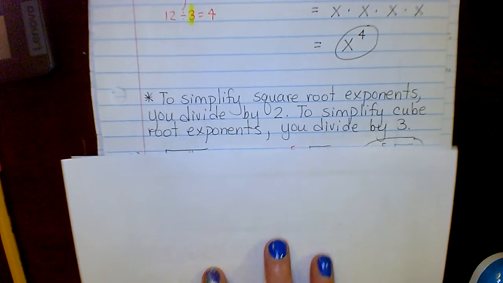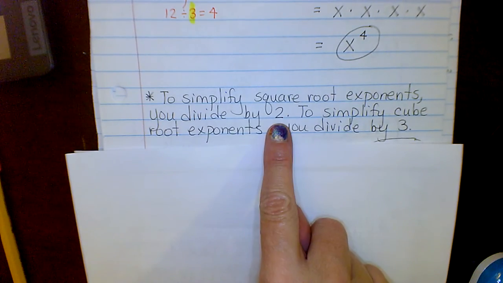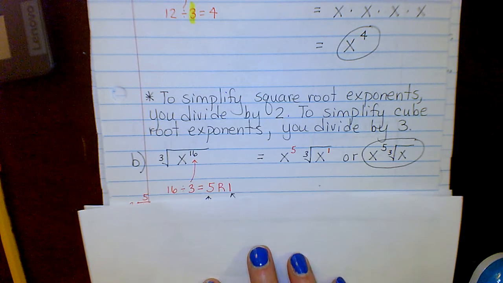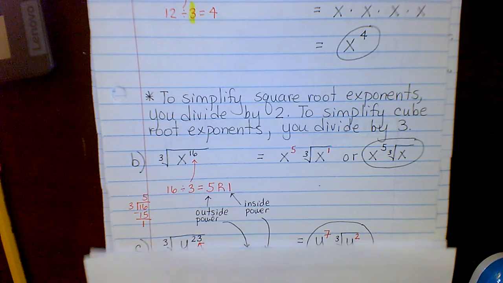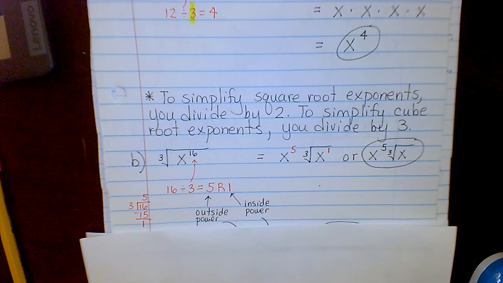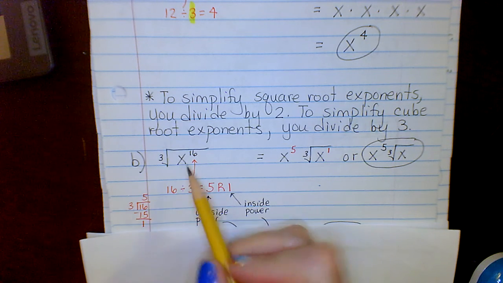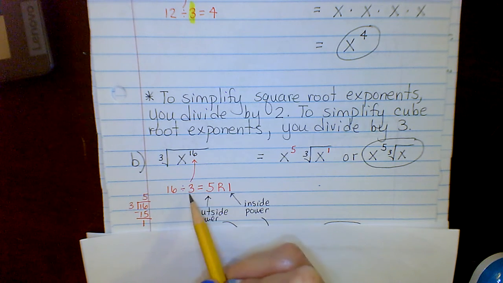So to simplify square root exponents, you divide by 2. To simplify cube root exponents, you divide by 3. So let's see what's about to go down here. The cube root of x to the 16. All right, so we're going to divide 16 divided by 3.